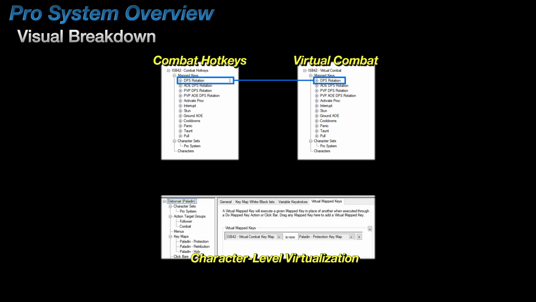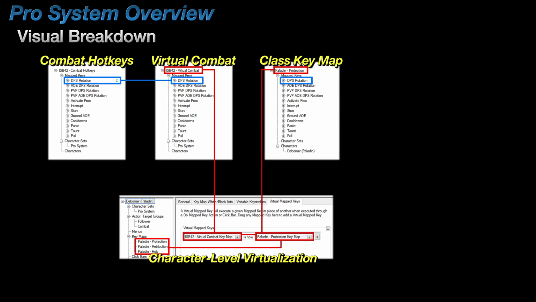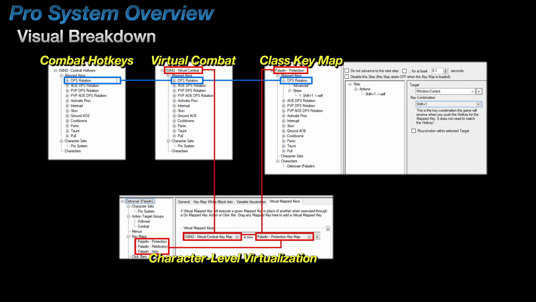After that comes the character level virtualization assignment, where you assign your character their class-specific keymap on the Virtual Map Keys tab. This is, of course, then linked to the class keymap that you just assigned, and this is where Virtual Combat will get turned into the keymap that you specify. Then, finally, in the class keymap is where the keys or macros get sent to your character.